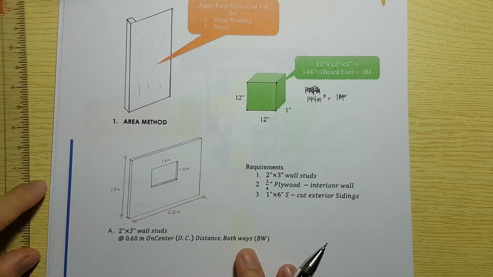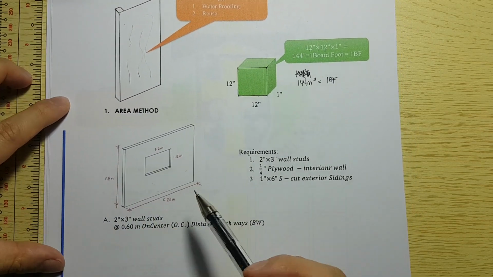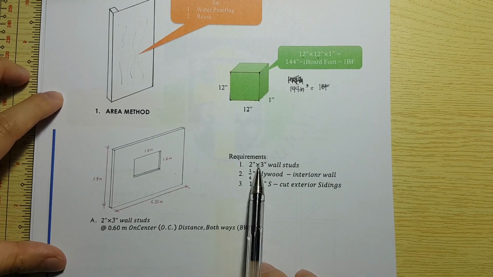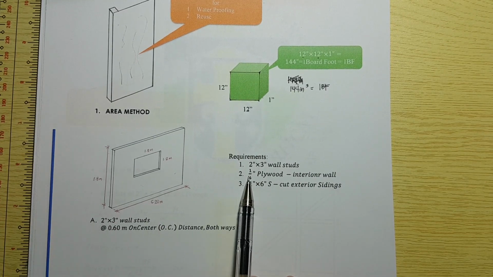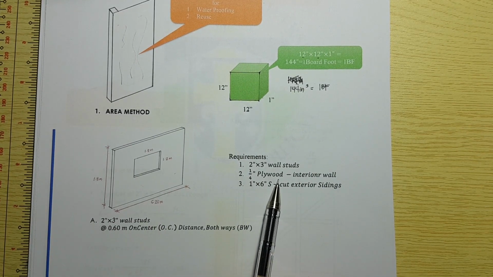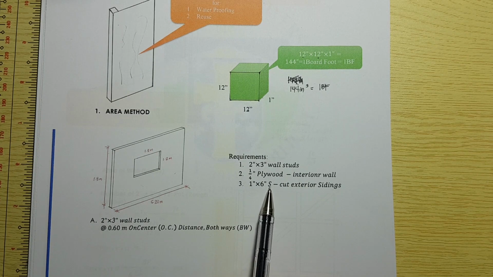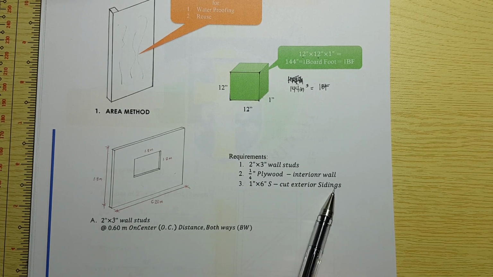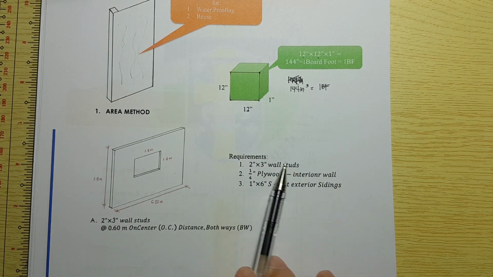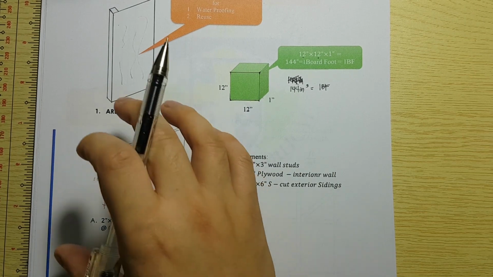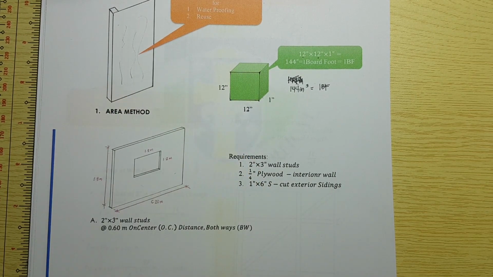So we have here a problem. Example number 1: using the area method, determine the 2 by 3 wall studs, determine the 1/4 inch thick plywood for the interior, and determine the 1 inch by 6 inch S cut exterior siding. So we need to determine these 3. For this problem, we're going to use the area method.